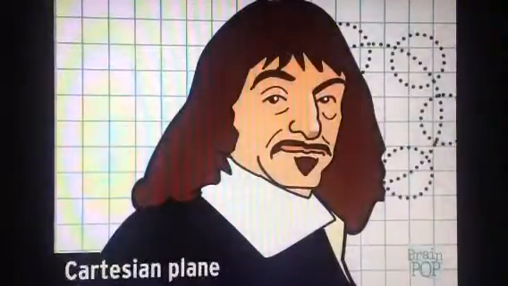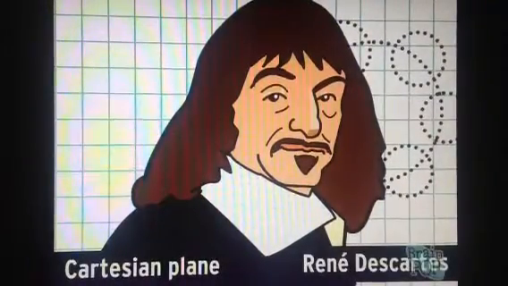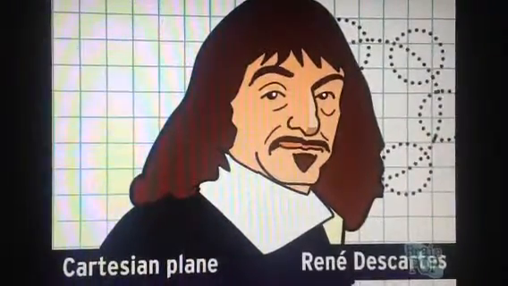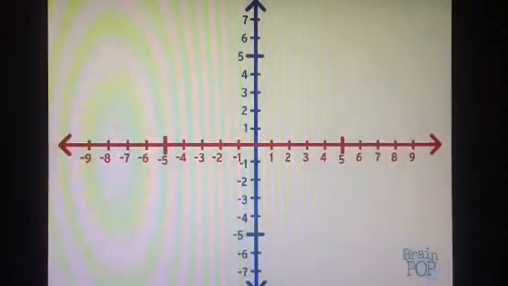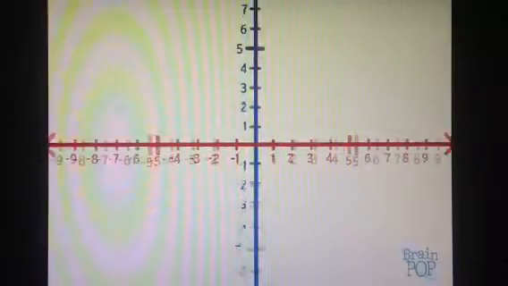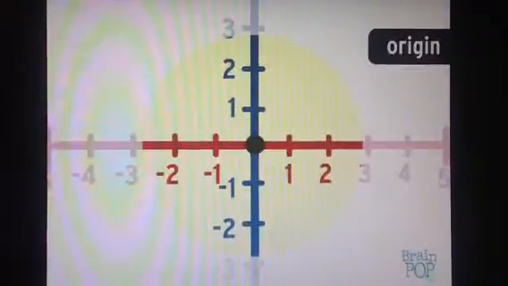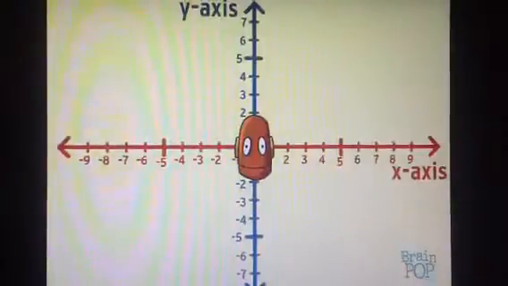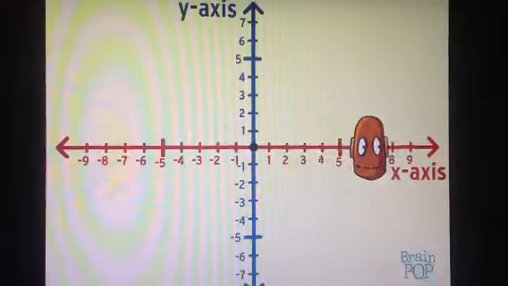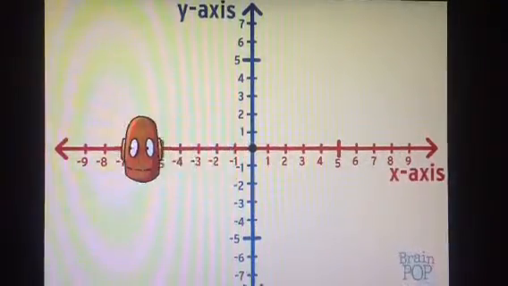It's also known as a Cartesian plane, after René Descartes, the guy who developed the idea way back in 1637. Basically, he drew 2 perpendicular lines in the middle of a plane and called the place where the lines intersect the origin. One line represents the horizontal distance from the origin. We call that the x-axis.